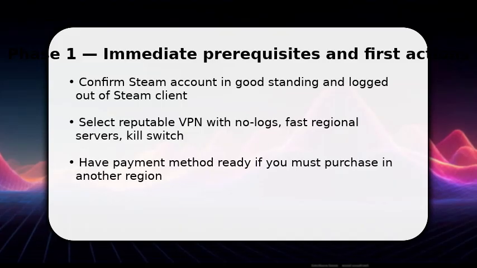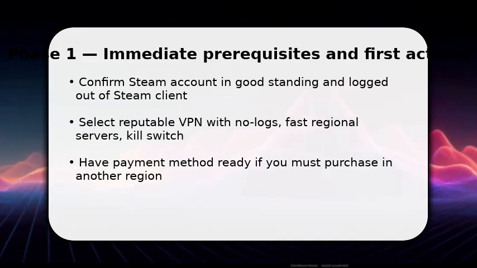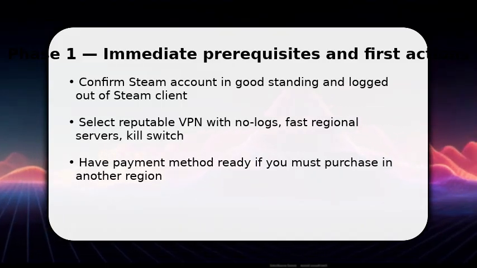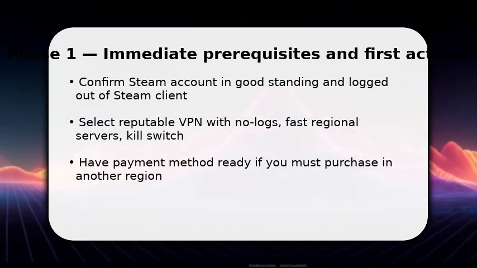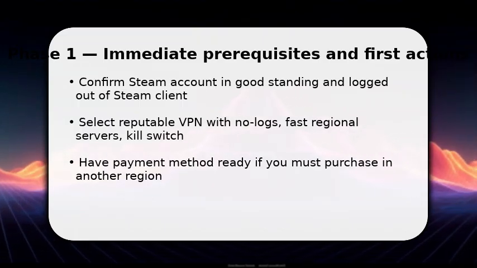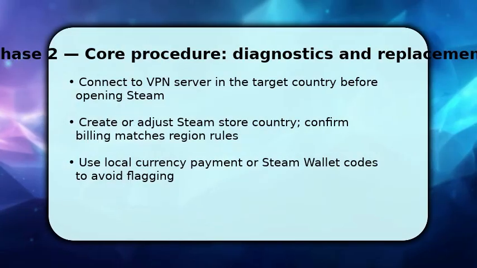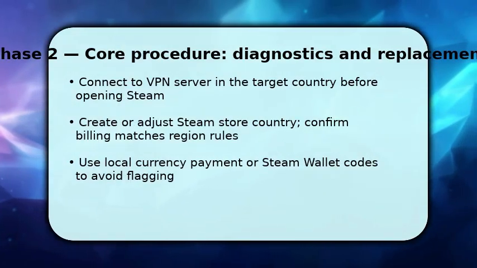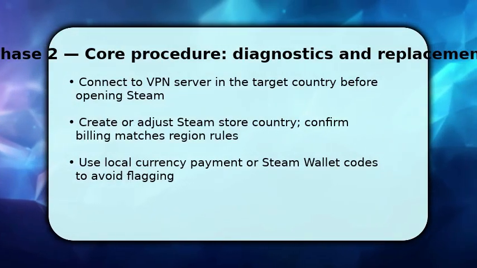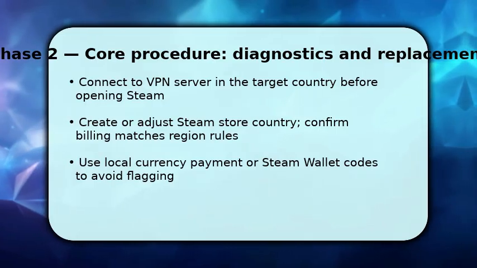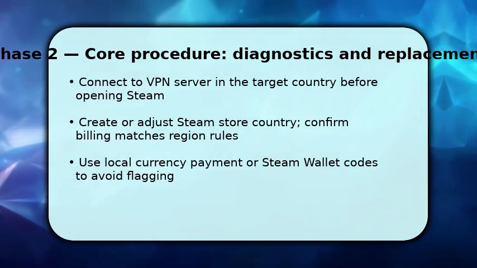Next, connect the VPN to the region where the game is already available. Do this now. It creates the new network identity you'll use for purchase and download. With the VPN active to the target country, open Steam and allow it to detect your new region. You may need to update your store country and account settings. Do this only while connected.